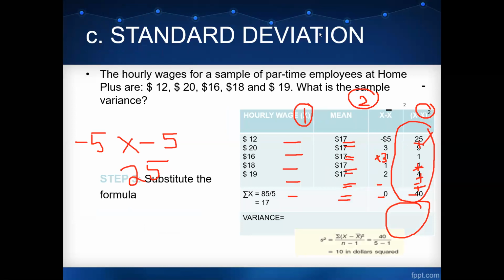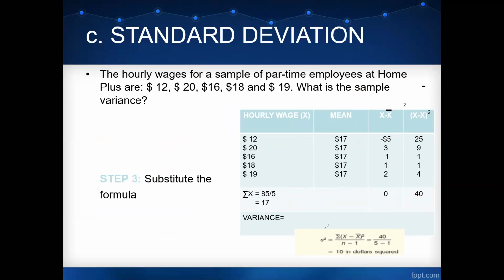And after that, we can now compute the standard deviation. The formula is this one. This is for the sample. Take note, if you are going to use a sample, you have to subtract 1, so n minus 1. But if it is for population, do not subtract, just use 5. So you have 40 divided by 5 minus 1, and the square root gives our answer of $10. So it means that the standard deviation of this data is $10.